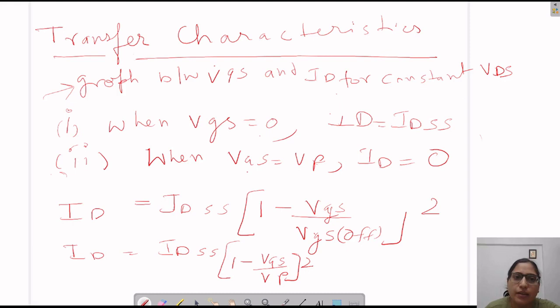The transfer characteristic is a graph between VGS and ID, where VDS, the drain to source voltage, is constant, and we are plotting the graph between VGS and ID. Obviously, VGS is varying in nature. Now, what consideration do we make? When VGS is 0, ID is maximum, which is considered as IDSS.